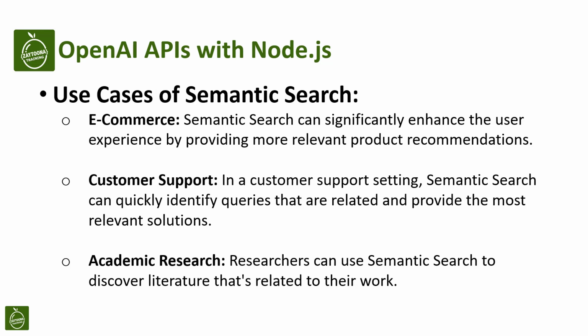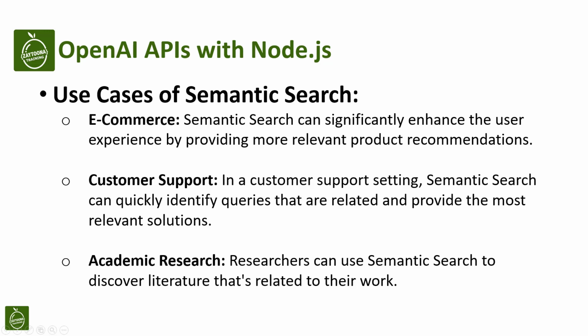Use cases of semantic search. In e-commerce, semantic search can significantly enhance the user experience by providing more relevant product recommendations. In customer support settings, semantic search can quickly identify queries that are related and provide the most relevant solutions. And finally, in academic search, researchers can use semantic search to discover literature that is related to their work.